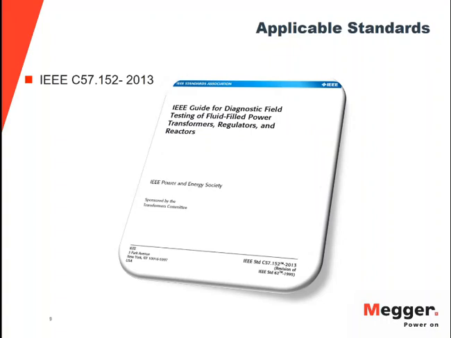Then we have another standard which is used very commonly by people out in the field when they are performing either acceptance testing or maintenance testing, and the standard is C57.152, which is IEEE Guide for Diagnostic Field Testing of Power Transformers, Regulators, and Reactors. So I highly recommend looking into these standards if you are a technician working out in the field performing different tests, and also getting an idea as what are the acceptance criteria.